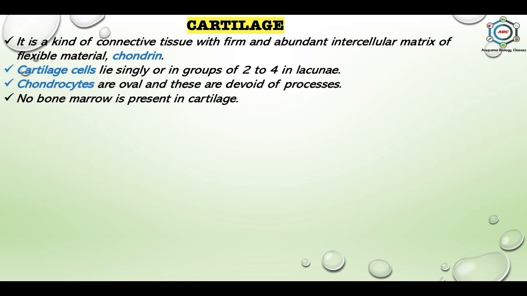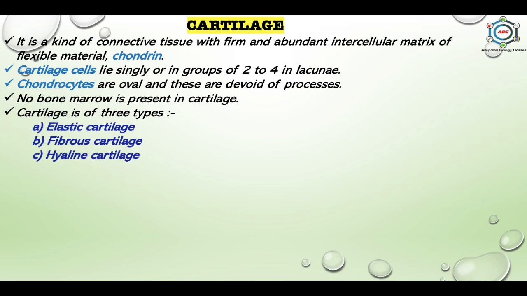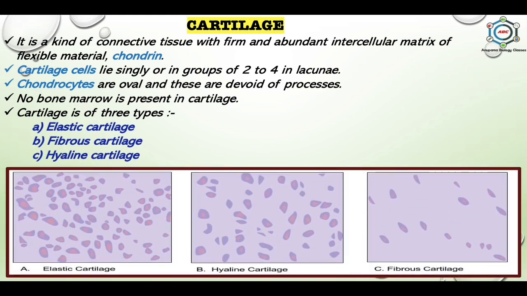In our body, at the embryo stage, our body is first made up of cartilage. After that, it molds into bones, and this process of bone formation from cartilage is known as ossification. Cartilage is of three types. The first one is elastic cartilage, which is present in the pinna and external auditory canals of the ear, epiglottis, eustachian tubes and the tip of the nose.